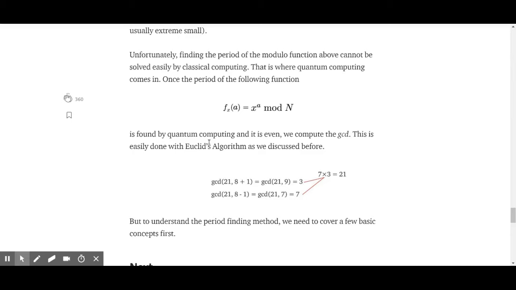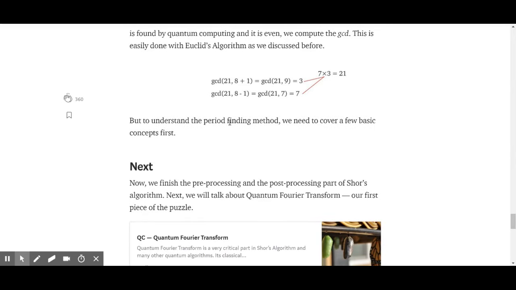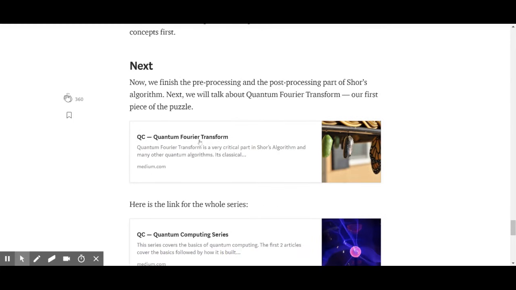Okay, it's found by quantum computing and it is even. We compute the GCD. This is easily done with Euclid's algorithm, as we discussed before. But to understand the period finding method, we need to cover a few basic concepts first. Okay, but a quantum Fourier transform.